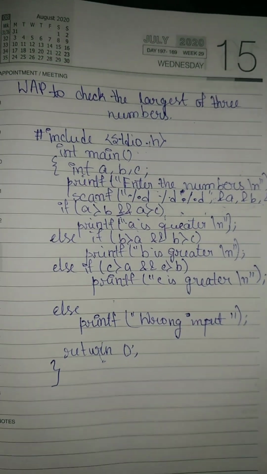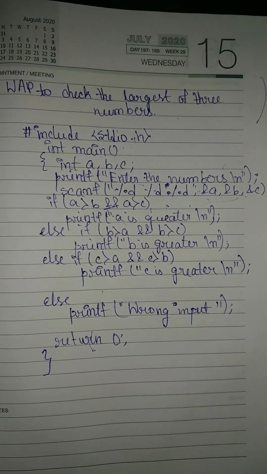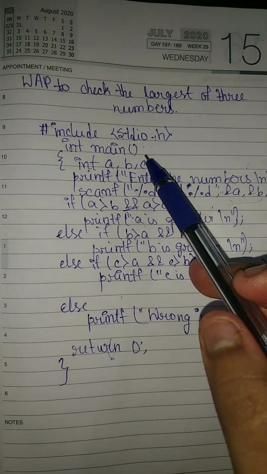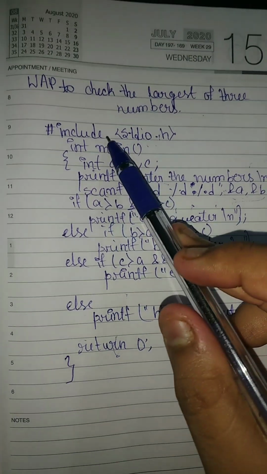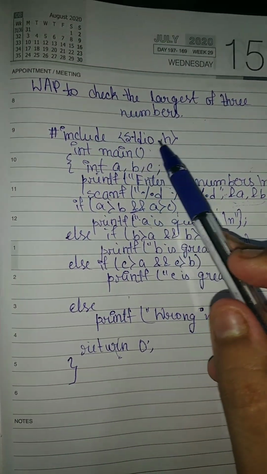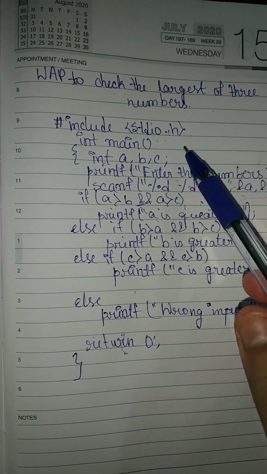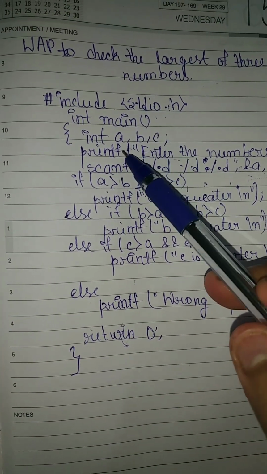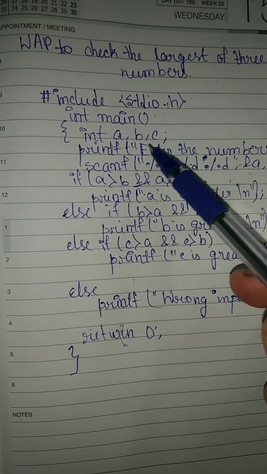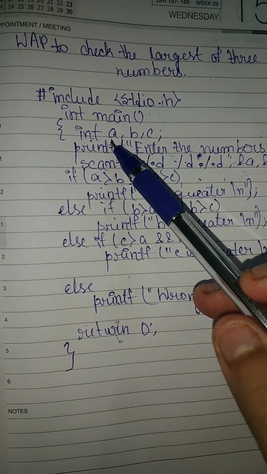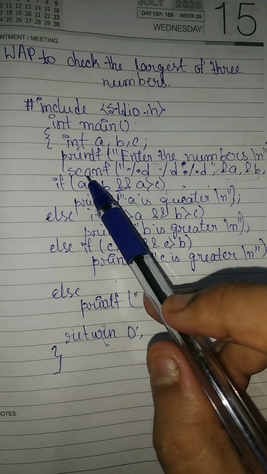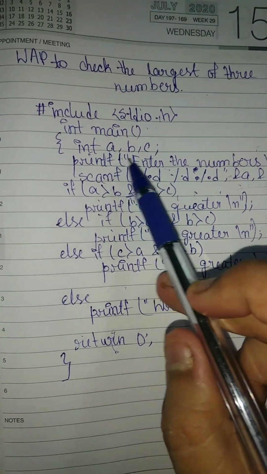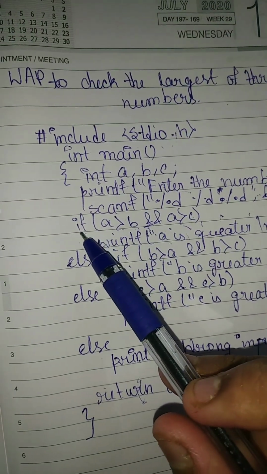Here I have taken an example to write a program to check the largest of 3 numbers. In this program, firstly I have written the structure of C programming: hash include stdio.h, int main, and lastly return 0. In between I have taken 3 integer variables which are a, b and c, and thereafter I have written a printf function. After this statement I have used one single scanf to take the inputs for 3 variables. After the scanf I have started here if.